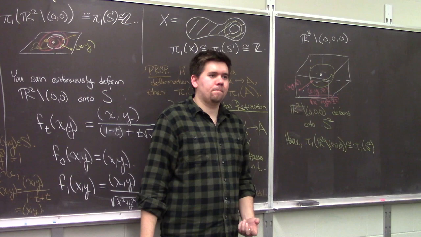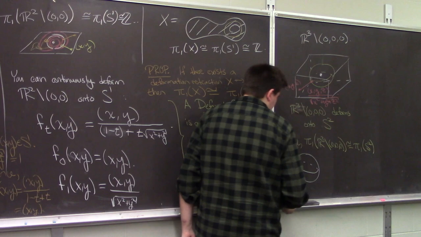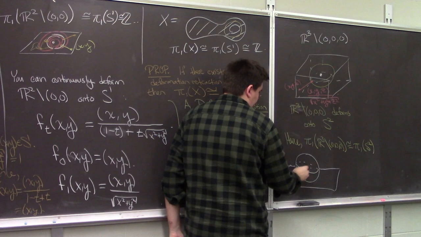Isn't it just R2? Oh, that's right. There's a nice correspondence between the sphere and R2. So you can think whatever's going on the sphere should be very similar to R2 because you have some kind of stereographic projection. We can project the sphere onto R2. So it's very similar to R2.